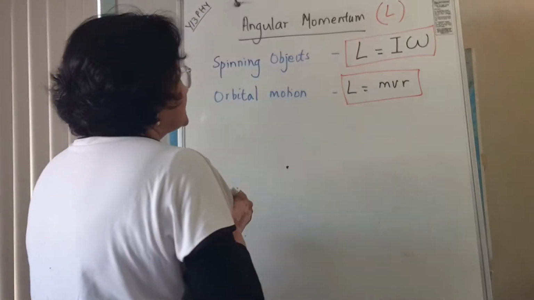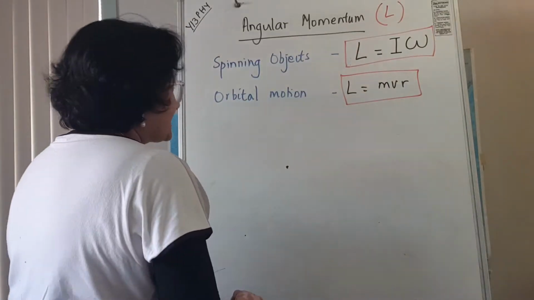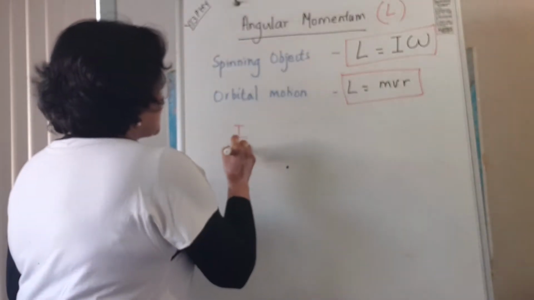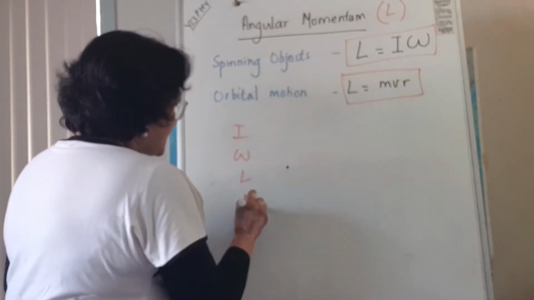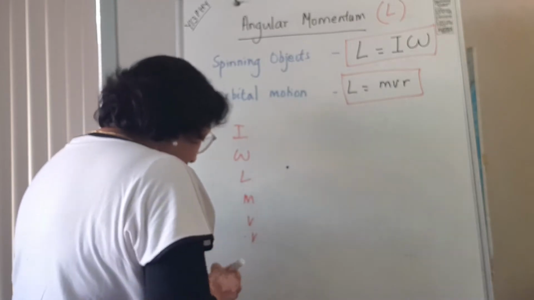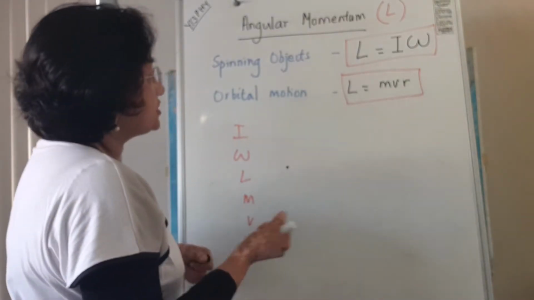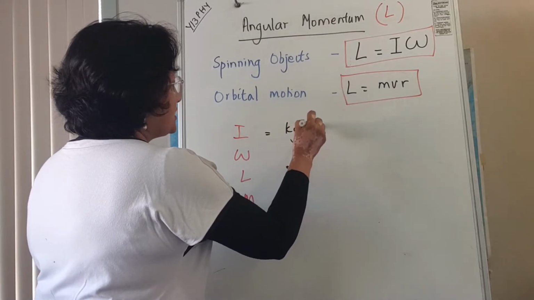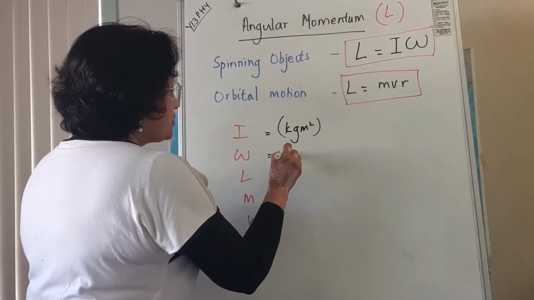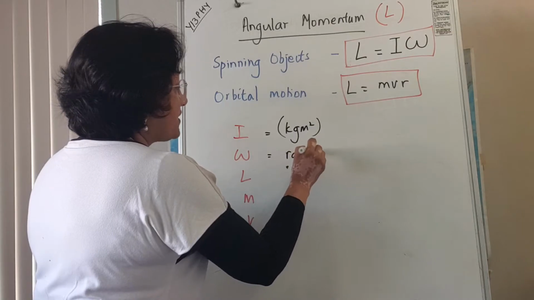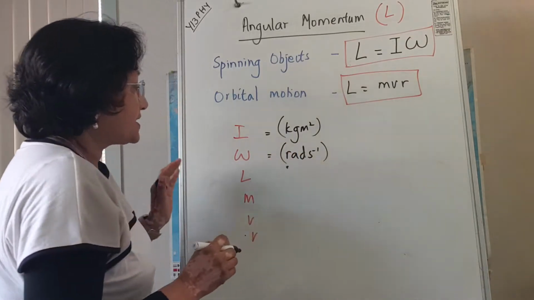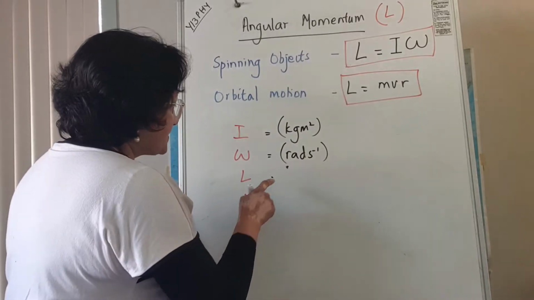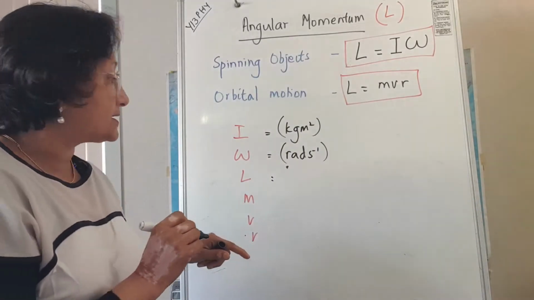So what do all these letters stand for? The letter I stands for rotational inertia, and you've got omega, L, m, v, and r. Now just write down what the units are. The rotational inertia is measured in kilogram meter squared. Omega is angular velocity or angular frequency. It's measured in radians per second. L is angular momentum. I'll come to the unit for this in a moment.